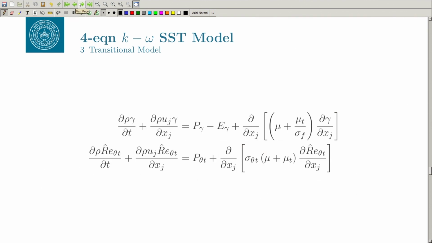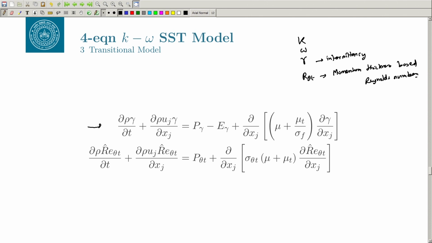So, let us look at the gamma equation. This is the gamma equation here. So, the 4 equations that we have: the k equation, the omega equation, the gamma equation, which is the intermittency, and then you have the Re theta equation, or Re theta t you can call it, which is the momentum thickness based Reynolds number.